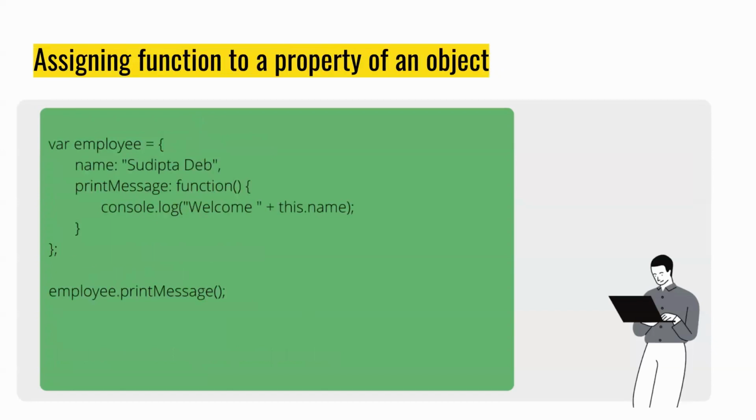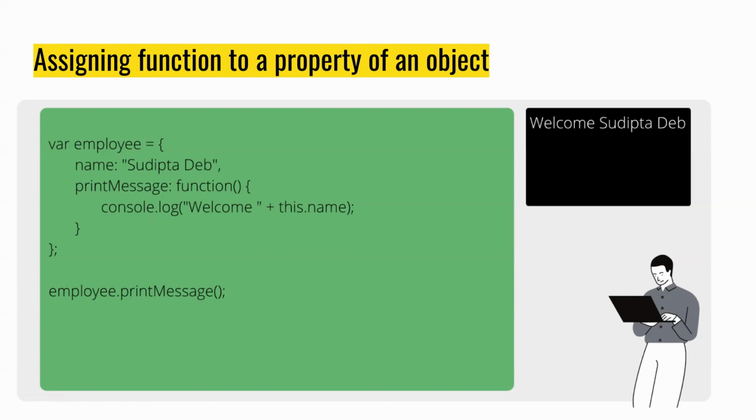Let's take another one. How we can assign a function to a property of an object. So here I have an object called employee. The employee name is Sudipta Dev, and there is a property called printMessage. But now look at the thing. printMessage is not storing any value. It's basically a function. We are assigning a function to the printMessage property of the object. And it's printing welcome and then the name, that is Sudipta Dev. So when I call employee.printMessage, it's basically executing this function and printing welcome Sudipta Dev. So if I execute now, this is what we'll get.